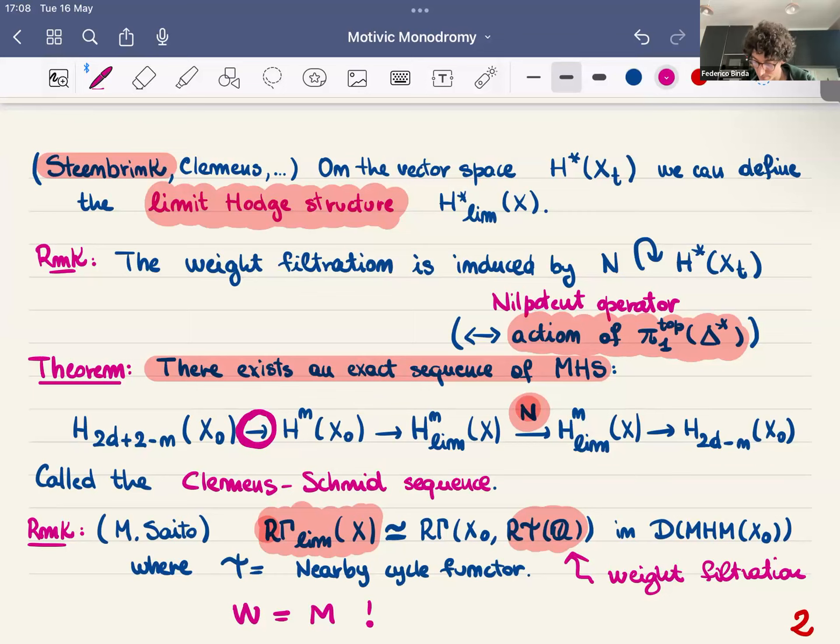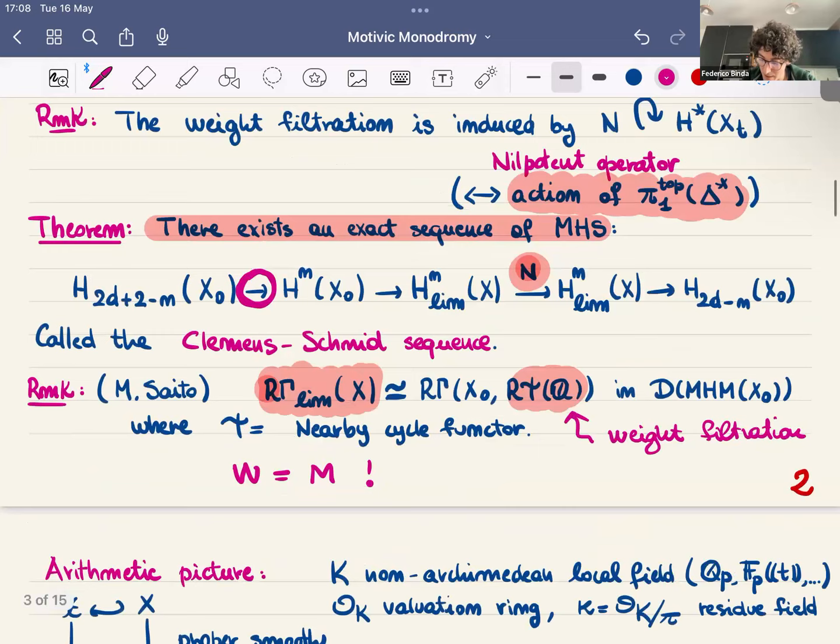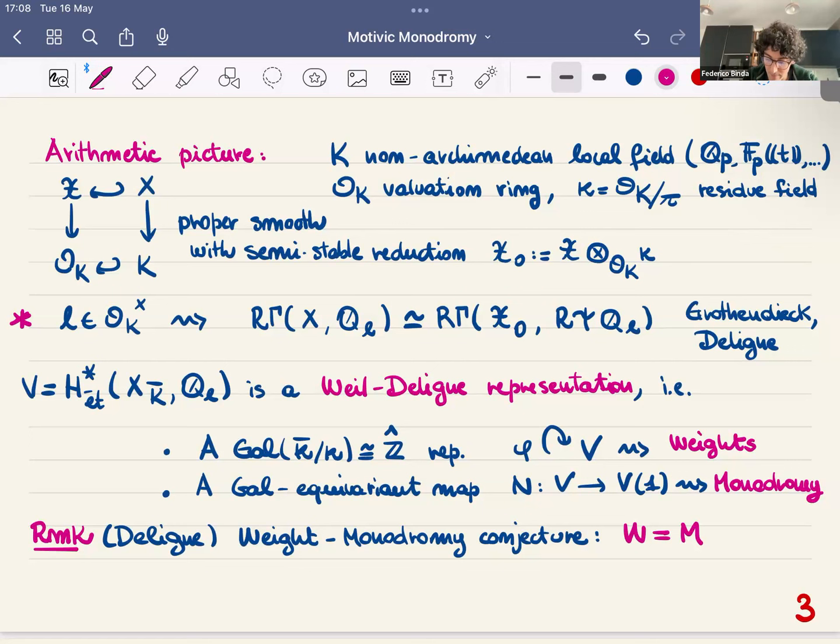Okay, so how does this translate in the arithmetic setting? So let me move to the following framework. Let's say that I start from a proper, smooth family with semi-stable reduction over a non-Archimedean local field. So K, big K, will be my non-Archimedean local field. It can be Q_p, it could be F_p((T)), it could even be C((T)). Why not? And actually, it will be interesting to consider also this case.